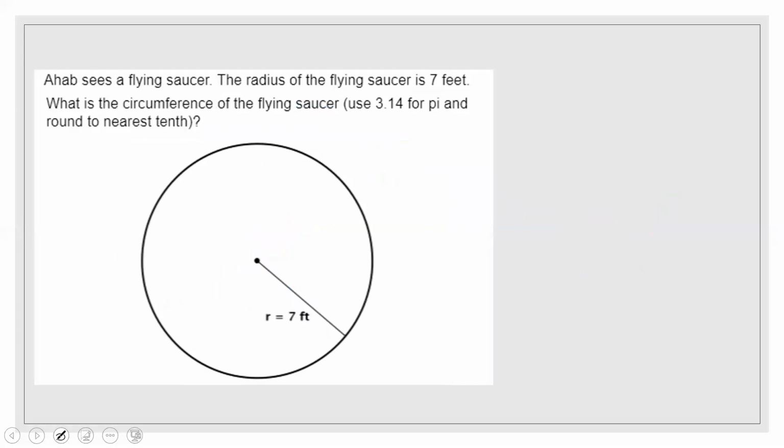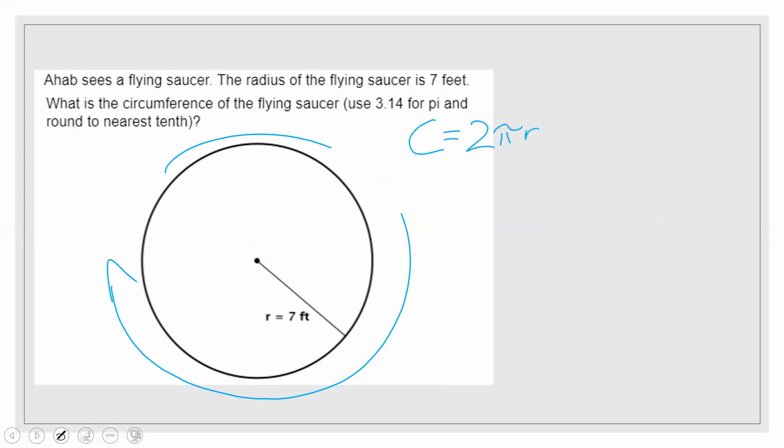All right, let's look at this one. It says Ahab sees a flying saucer. The radius of the flying saucer is 7 feet. What is the circumference of the flying saucer? Remember, circumference is that distance all the way around. And we solve for circumference using that formula 2 pi r. So this circumference will be equal to 2 times 3.14 times, what's the radius? Oh, in this case, it's 7. We didn't have to divide by 2. How considerate.